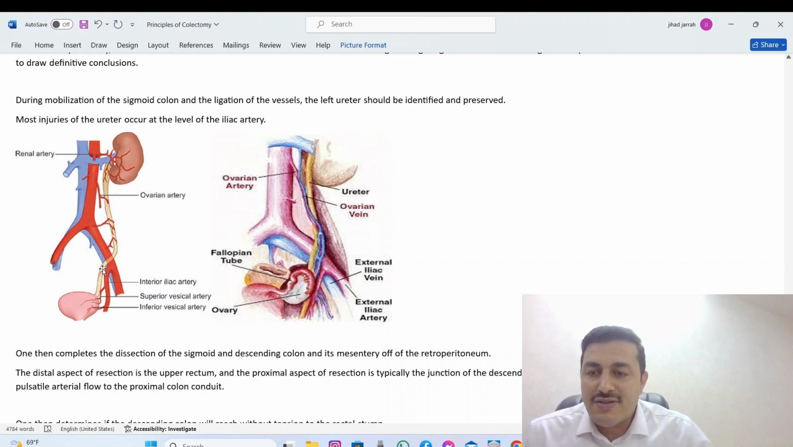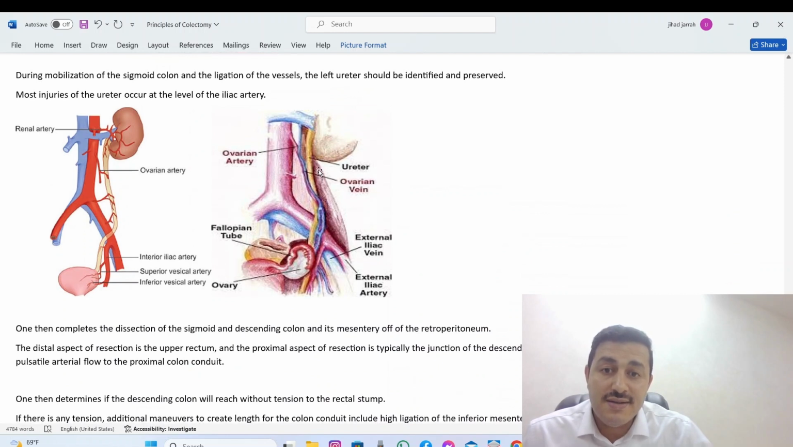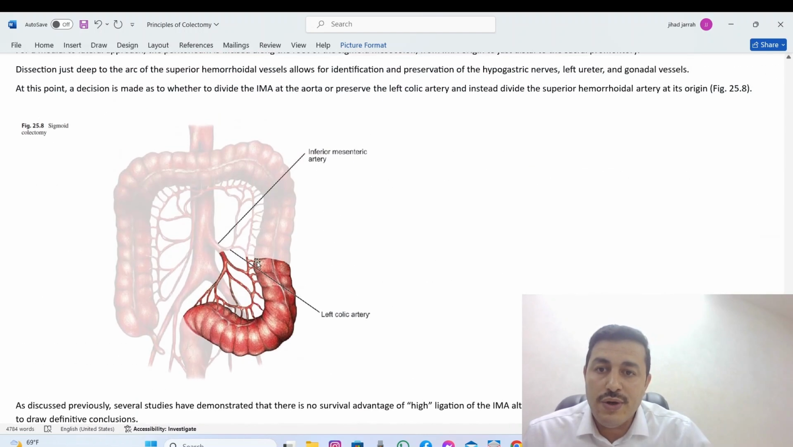This is just a question I was asked two days ago from one of my colleagues. You can see here is where the ureter crosses over the iliac artery. Here is the most likely site for injury, near the iliac artery. So you have to be careful when performing this.